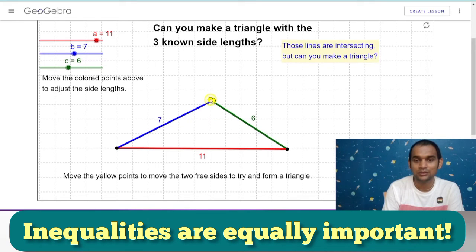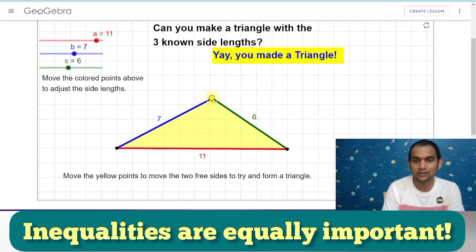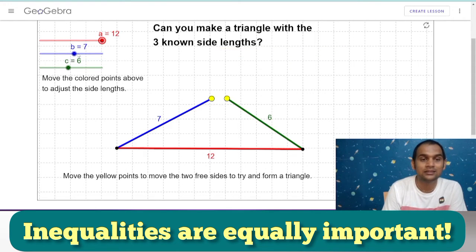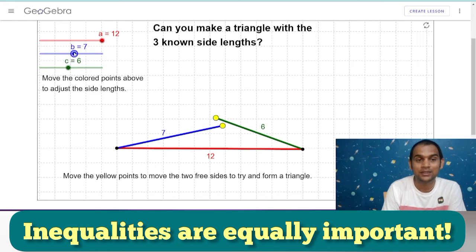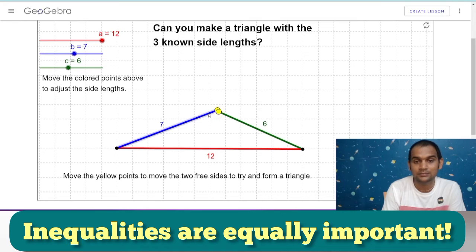Now we will be able to make a triangle. Yeah, we made a triangle. What do you observe? As soon as the sum of B plus C was less than A, we were not able to make a triangle, less than or even equal. Now 6 plus 6 is 12, right? As you will observe, we will not be able to make a triangle. If I make it less, even now it won't be possible. But as soon as I make it a little bigger, 7 plus 6 is 13, which is greater than 12, I will be able to make a triangle.